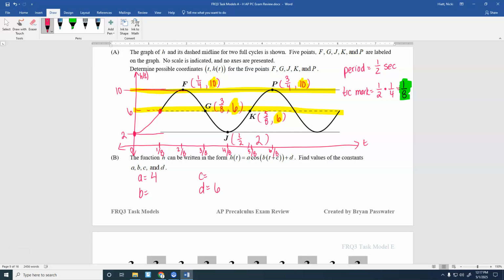For your B value, you're going to do 2 pi divided by the period, which is going to be 2 pi divided by 1/2. Dividing fractions is easy as pi. We're going to flip the second and multiply. We get 4 pi. So that is your B.